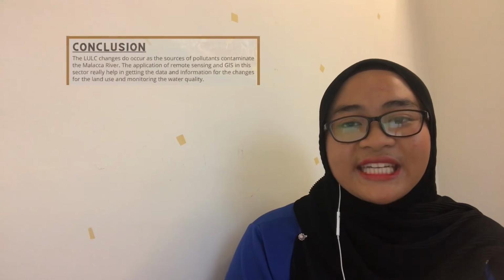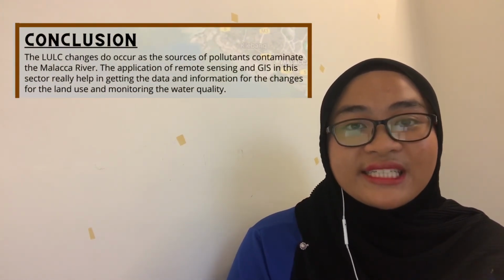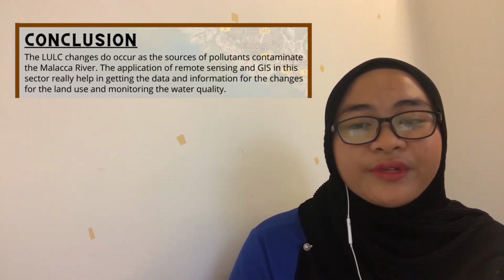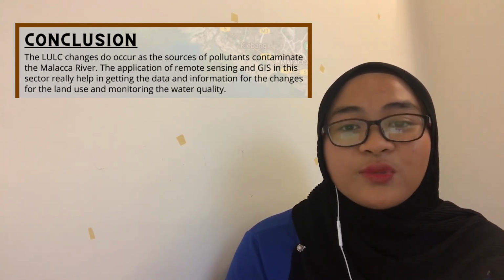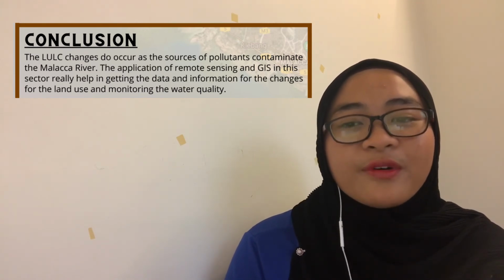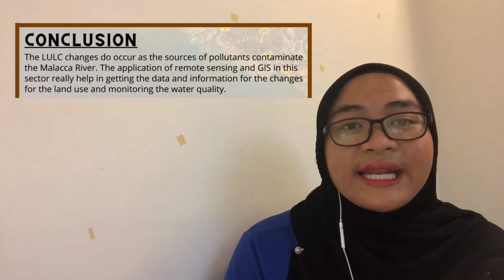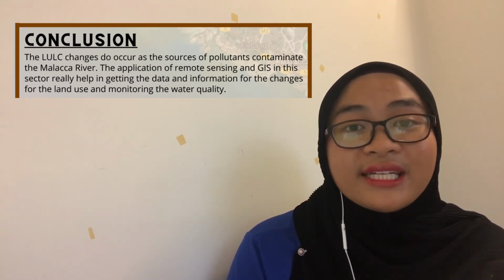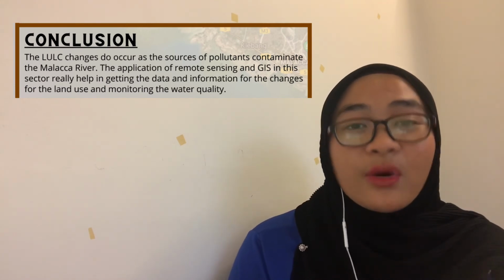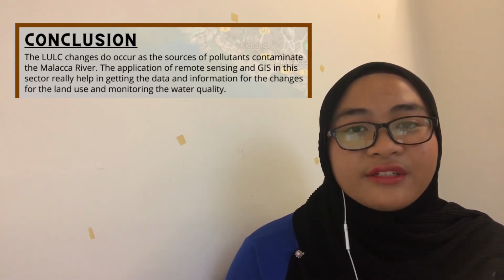In conclusion, it has been identified that LULC, land use land cover changes, do have a relationship with the sources of pollutants along the Malacca River. More changes will initiate more sources of pollutants in the future. Thus, we need to make a good plan and observation before proceeding with any kind of project that is related to the environment. It is our responsibility to take care of the environment for our future generation.